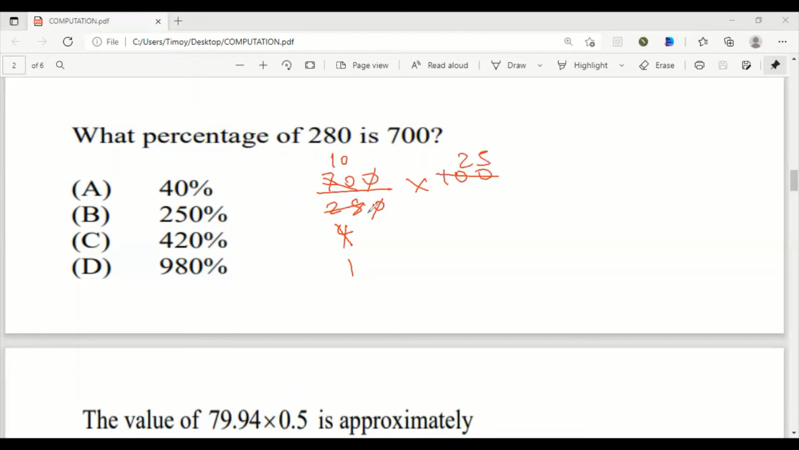What do we left back with? We just left back with 10 times 25. And what's 10 times 25? That's just going to be 250%. So our answer here is going to be B.